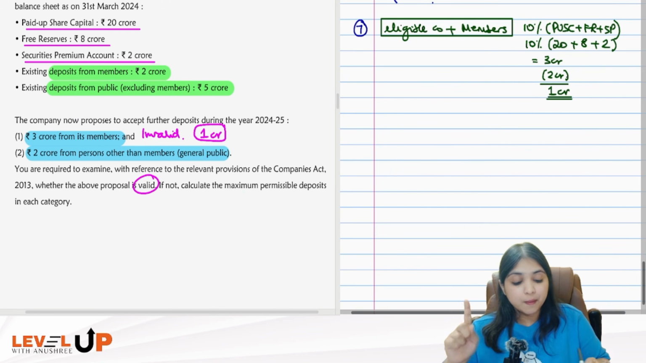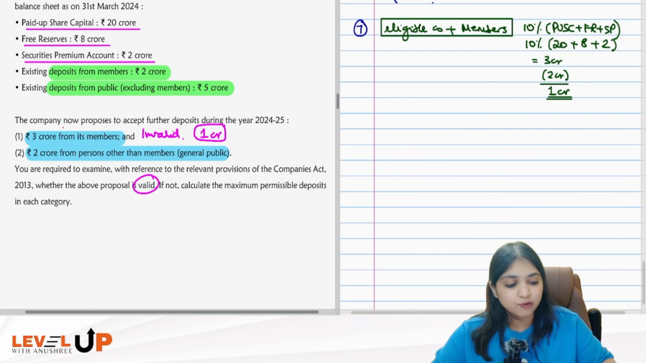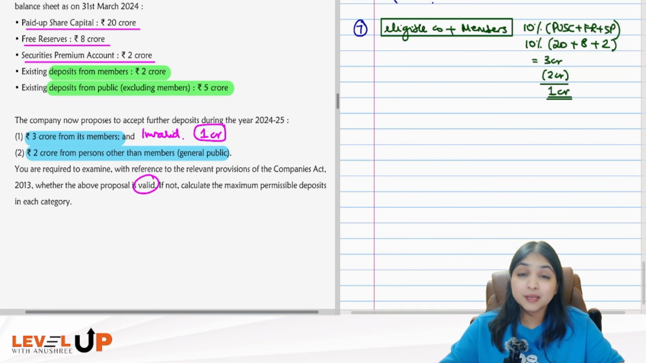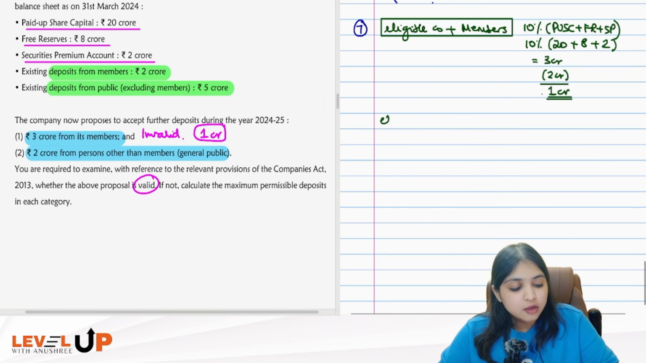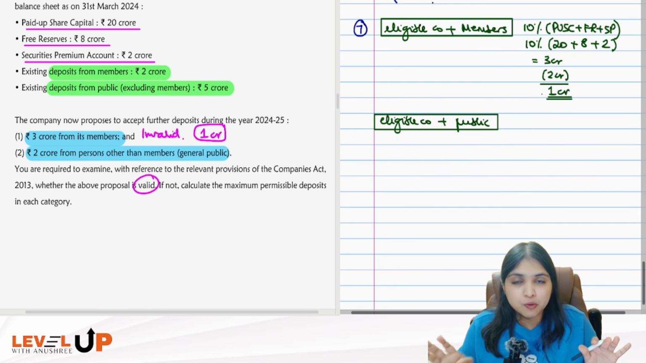Got it? So from the members, company wants 3 crore more. Is that valid? It is invalid. Only 1 crore more you can accept from the members. Now, similarly, we have to do the calculation for eligible company accepting deposit from the public. First of all, tell me, can an eligible company accept deposit from public? Yes, only eligible public company can accept deposit from public. Any other company cannot accept deposit from public.